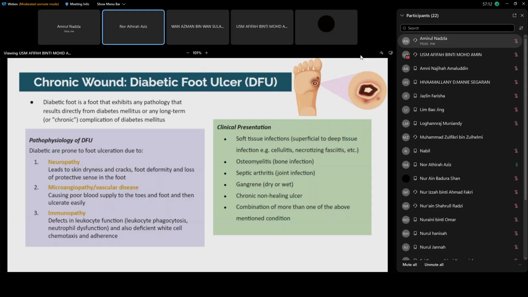So the clinical presentation, patient might come with soft tissue infection, confined to superficial to deep tissue infection, or patient might come with osteomyelitis, septic arthritis, gangrene, chronic non-healing ulcer, and also combinations of the stated conditions.